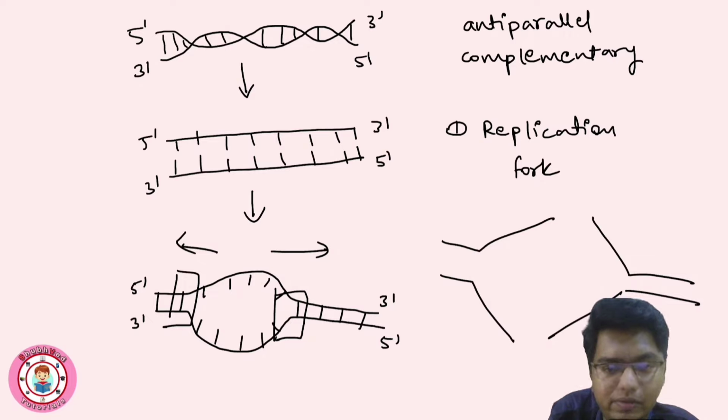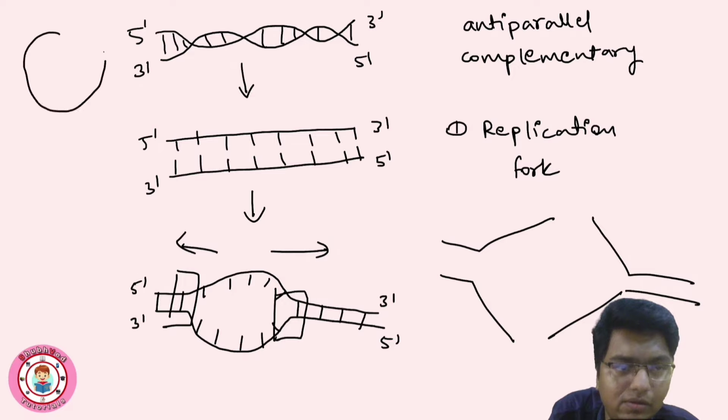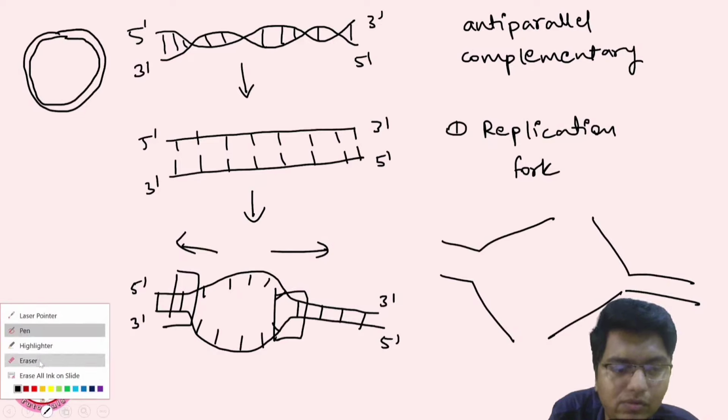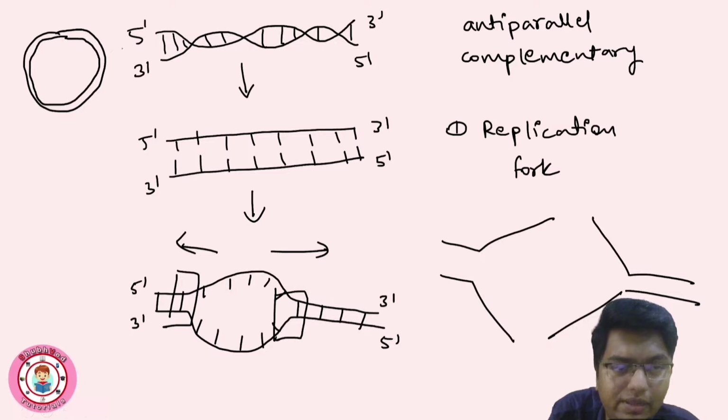Bacteria have circular chromosomes, right? I will draw the double-stranded structure here. So when there is initiation, there will be a formation of a bubble here like this. Okay, this is a bubble. Then replication will proceed in this direction as well as in this direction. So two strands will be formed.